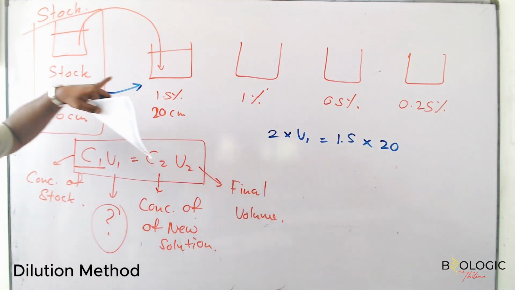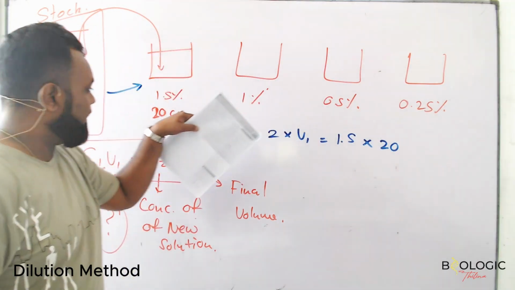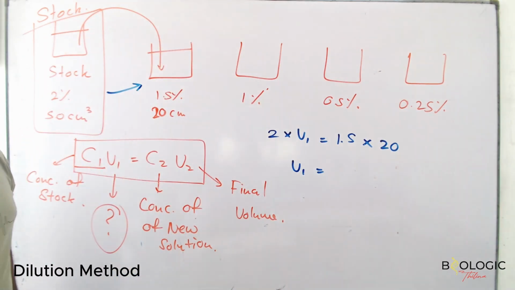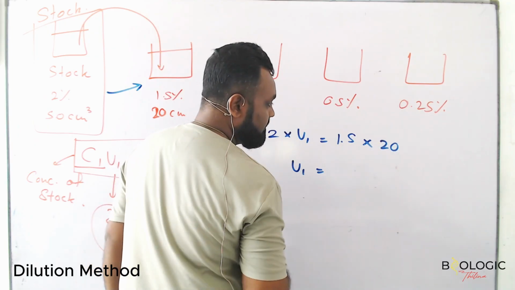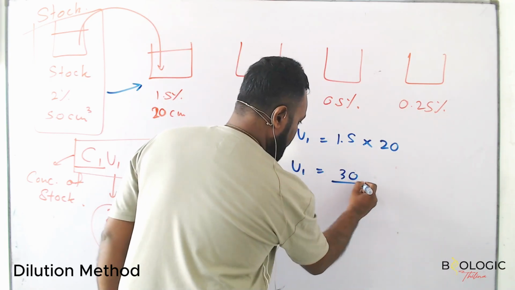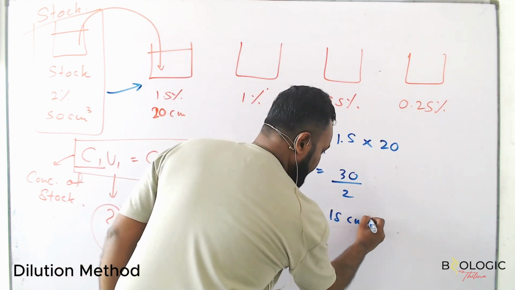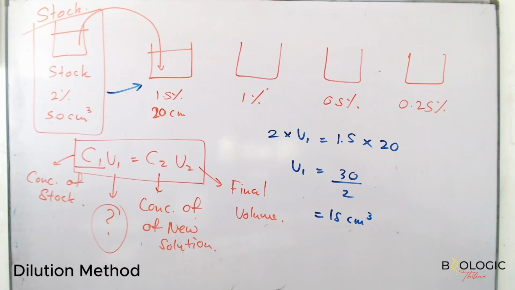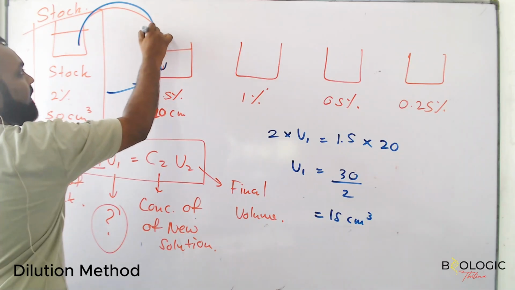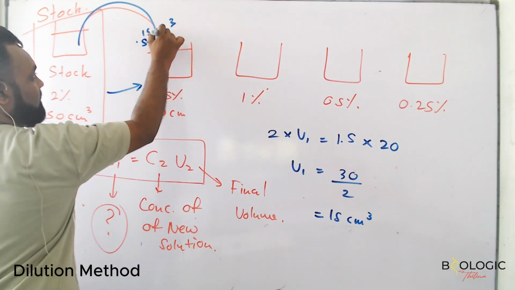So C1 is the original concentration. V1 is the one we need to find out. 1.5 is the new concentration. 20 is the final volume. So I find what V1 is. So what is V1? 1.5 into 20, what is it? 30. 30 divided by 2. So what is V1? V1 equals 15 cubic centimeters. So we have to get 15 cubic centimeters. What is the meaning of that? You have to add 15 cubic centimeters of V1 of stock to this one.